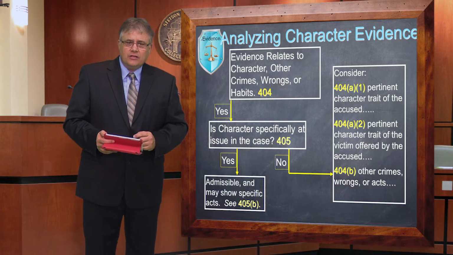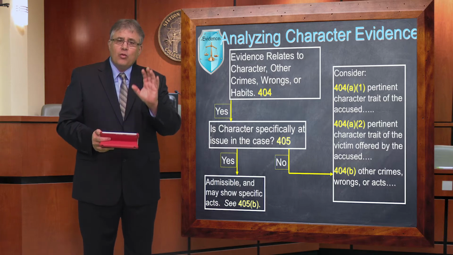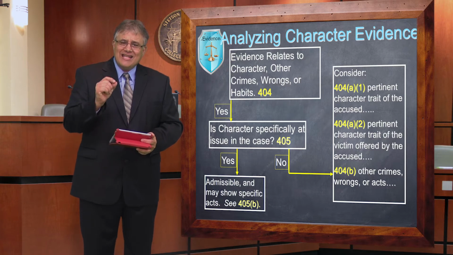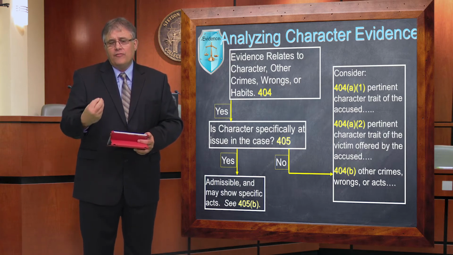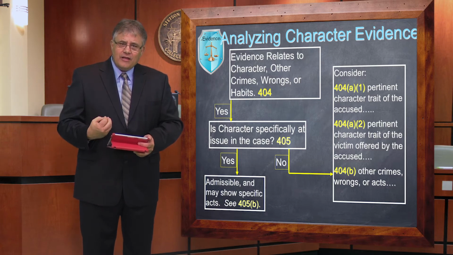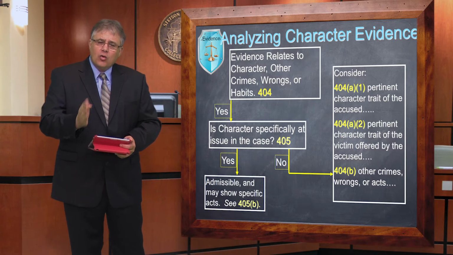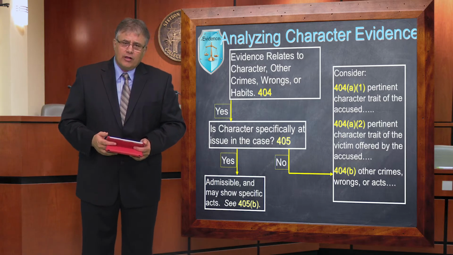Character is not specifically at issue in the case. And what the federal rules of evidence do is they say, well, if that's the set of circumstances, if character is not necessary, if the government does not have the burden of proving an element of the offense based upon the character of the accused, then we are not going to let character into the case unless the accused chooses to make it relevant.